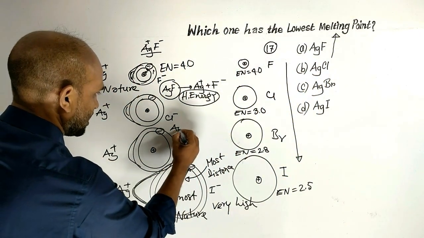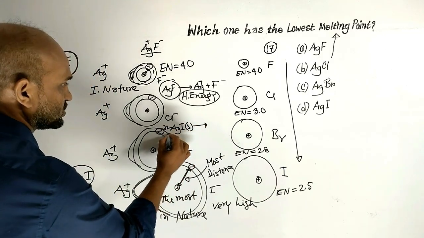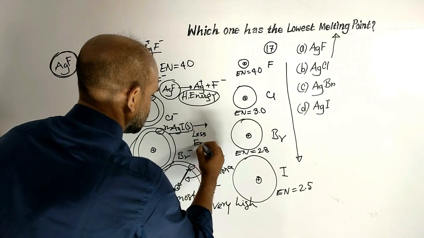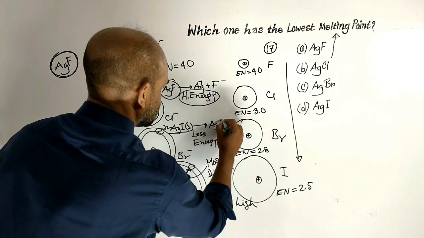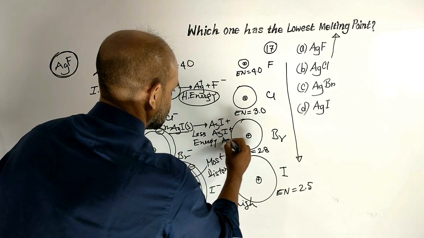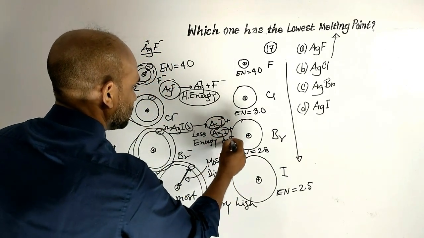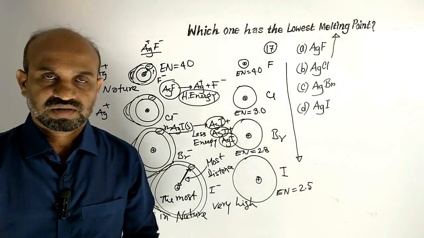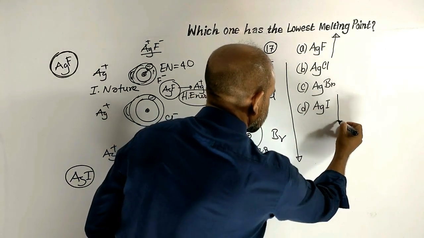But in the case of silver iodide, which is a solid, suppose there are n number of silver iodide molecules. Comparatively less energy is required to separate these silver iodide molecules, because among these silver iodide molecules only weak van der Waals force is present. That is why in the case of silver iodide, comparatively less energy is required.